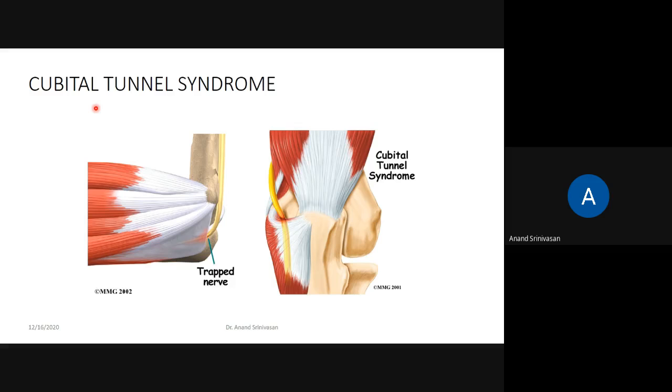The next one is the cubital tunnel syndrome. This is not actually in the cubital fossa, it's slightly away from the cubital fossa. You can see this is the nerve which is coming on the medial side, and it gets entrapped below this medial epicondyle. As it comes below the medial epicondyle, it can get injured. So what nerve is this, which winds around the medial epicondyle? Ulnar nerve.